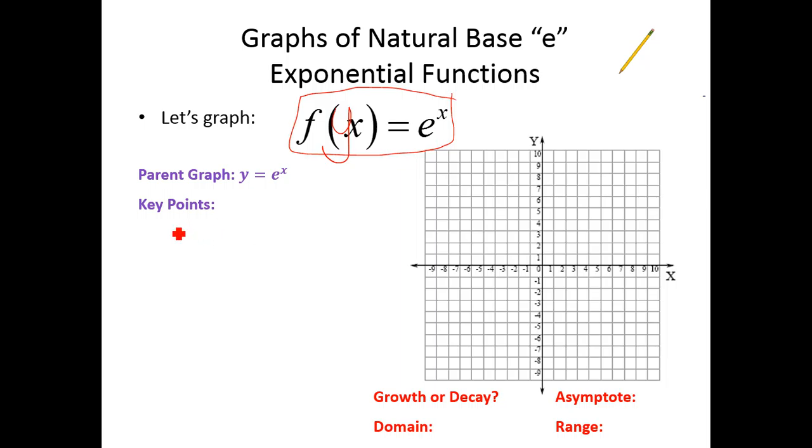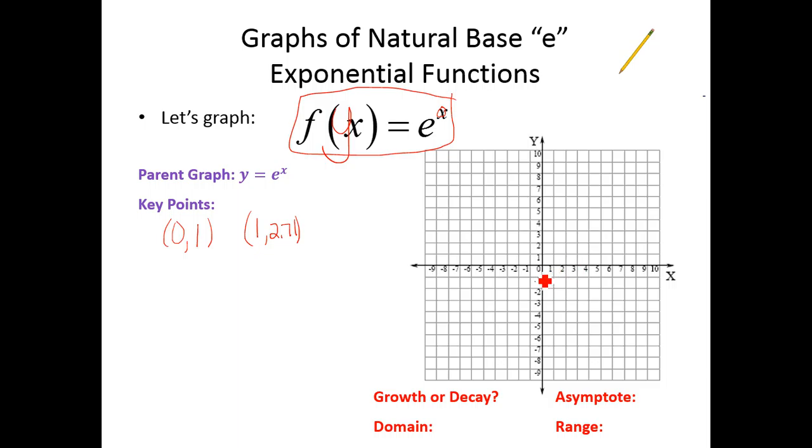So if I do my key points, I end up with plugging in 0, e to the 0, anything to the 0 power is 1. And then if I plug in the number 1, e to the 1st power, that's 2.71 to the 1st power, which is still 2.71. So you're not going to find e on a graph, right? But remember, e represents that decimal 2.71 approximately.